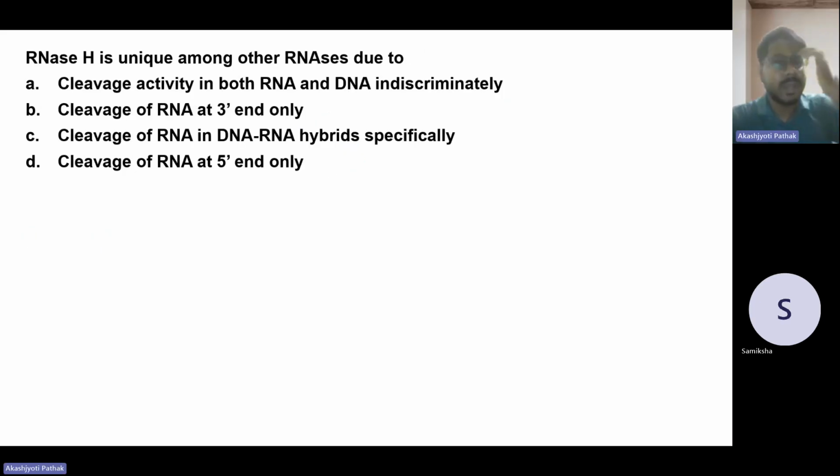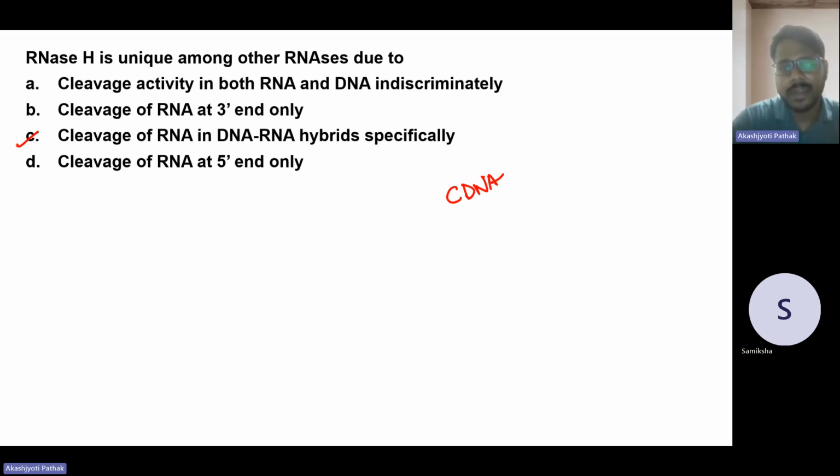Now, RNase H is unique among other RNases. This question has been repeated again. When I was discussing reverse transcriptase and how you generate cDNA, this question was there. RNase H acts on RNA-DNA hybrids specifically. Option C. So you remember how we generate cDNA from RNA? Tell me, how is it generated?